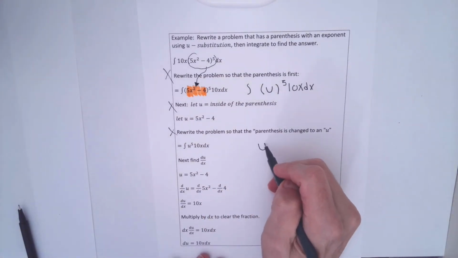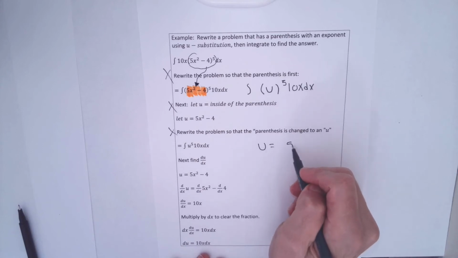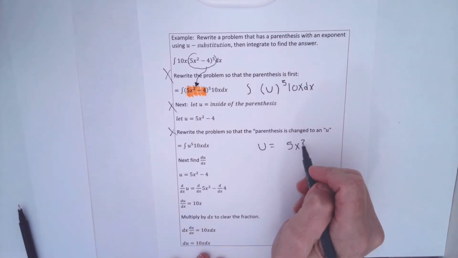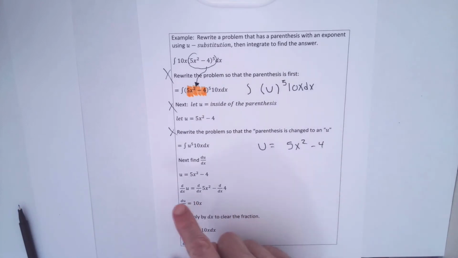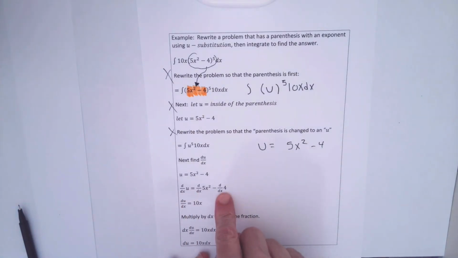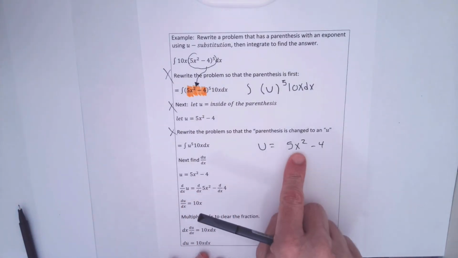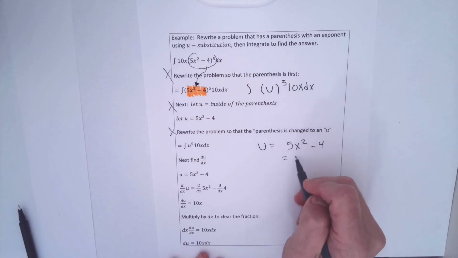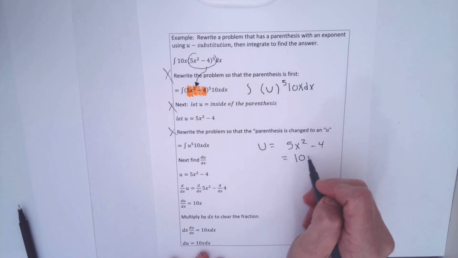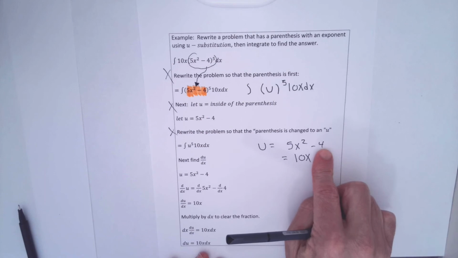So u, I made equal to 5x squared minus 4. And I need to take the derivative of this. I wrote very formal symbolism here. Let me scrub that and just do a generic derivative. On this side, the derivative of 5x squared is 10x. The derivative of minus 4 is 0.